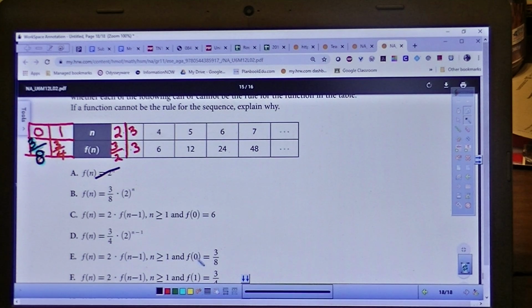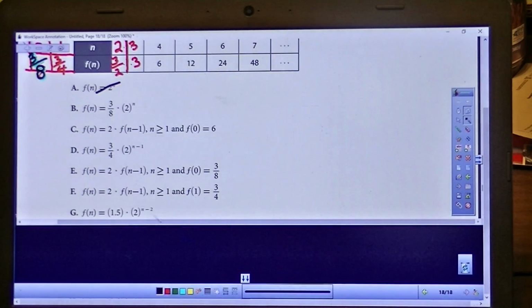Alright, E says 0 and 3/8. That looks good. Is times 2 the pattern going this direction? Yep. 2 times previous term seems pretty good. Okay. And then this one says 1 is 3/4. Worked out okay. Again, 2 times previous. Good.